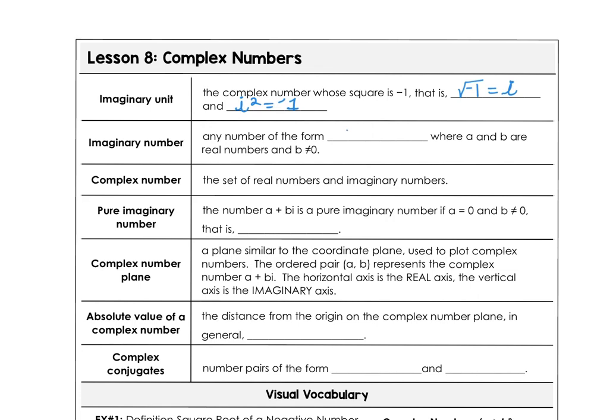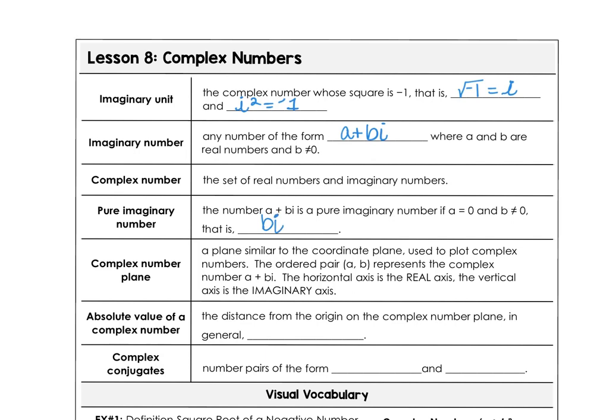Any number that's in the form of a plus bi is said to be an imaginary number. a is the real number part, and b is the imaginary part. A complex number is the set of real numbers plus the set of imaginary numbers. And a pure imaginary number, let's say we have the number a plus bi, that's a pure imaginary number if there's no real number part, but there is an imaginary part. In that case, a pure imaginary number would be in the form of bi.